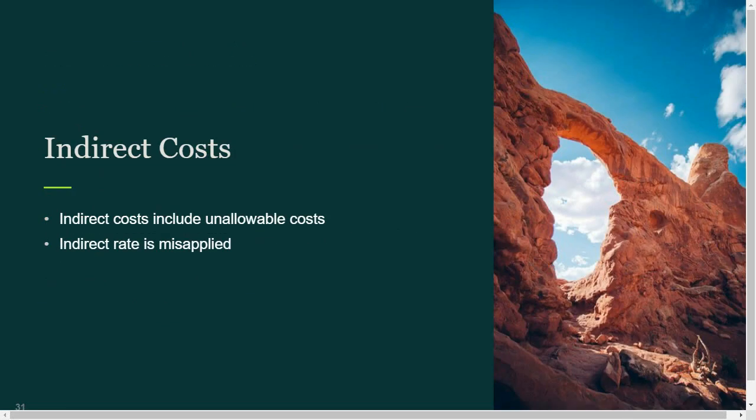Indirect costs, so just including unallowable costs. Unallowable costs, I think they're pretty commonly known. Things like advertising, alcoholic beverages, donations, fines and penalties. Those are things that are just unallowable and should not be included. And then also, of course, if your indirect rate was misapplied, your external auditors will be looking at the calculation of your IDC and just assessing its reasonableness.